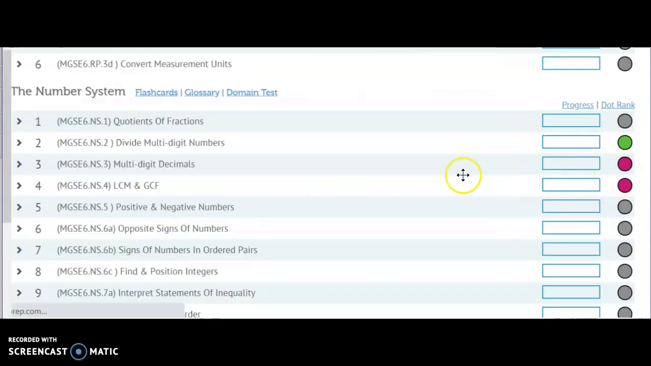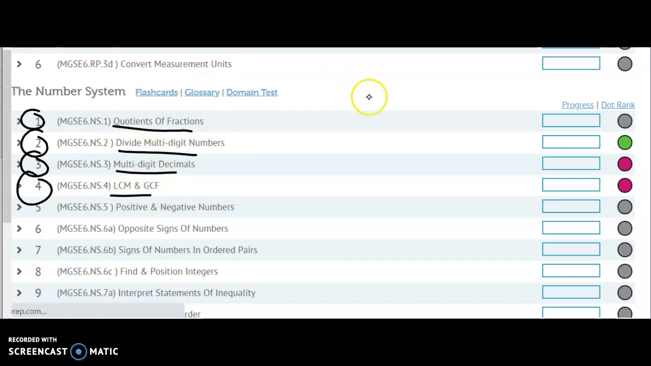Look at this student right here. We're looking at number sense 1, 2, 3, and 4. Quotients of fractions, dividing multi-digit numbers, multi-digit decimals, and LCM and GCF. Now, notice they haven't attempted this one, so that's a 0. This one has a green dot, that's worth 25. This one has a pink, that's 15. This one has another pink, that's another 15. Well, let's add up how many total points that would be. 5, 10, 15 points. 2, 3, 4, 5. So as of right now, this person has a 55%. That means we need to work on getting some more green and yellow dots.